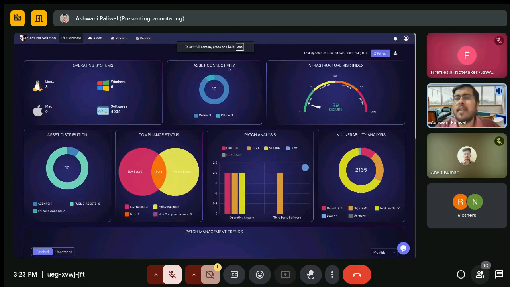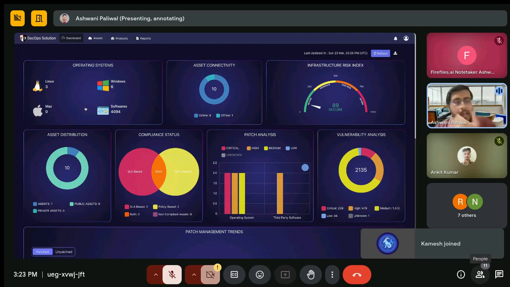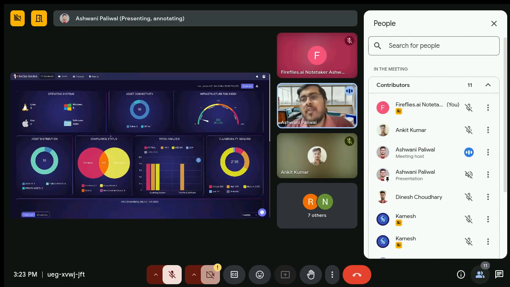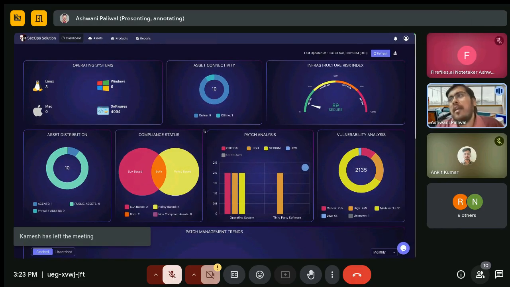Awesome. So this is the main dashboard of the platform that we have built. SecOps Solution, as I said, is an agentless patch and vulnerability management platform. So in one solution, it helps you get your vulnerability management done, your configuration audit, as well as your patch management, all of that completed. As assets are onboarded to your platform, you get visibility into how many, what kind of different OSs, third-party software are installed on your systems. Currently, we have about 9 active devices.